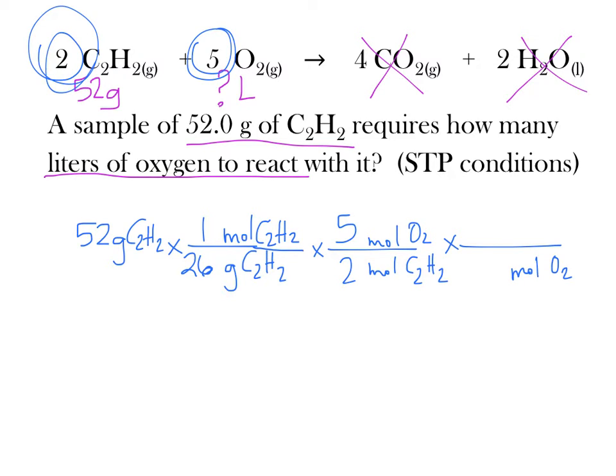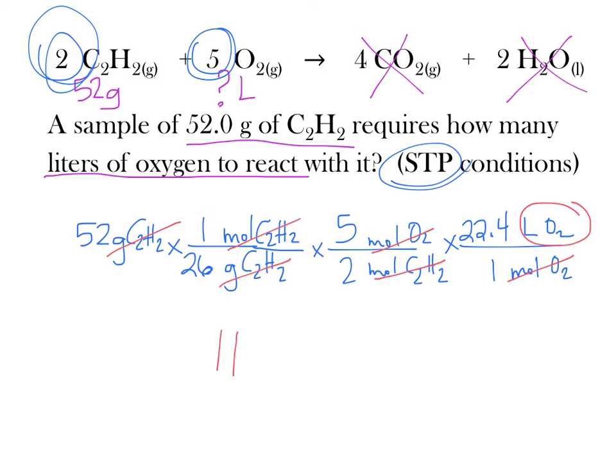Moles of oxygen, liters of oxygen. And since this is at STP conditions, 1 mole of any gas, and in this case oxygen gas, has a volume of 22.4 liters. So here we have 52 grams cancel out, times 1 over 26, moles cancels out, times 5 over 2, moles cancels out, times 22.4, and we end up with 112 liters of oxygen. Let's work another problem.